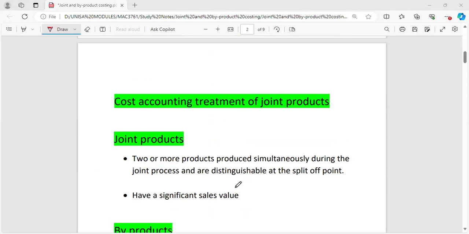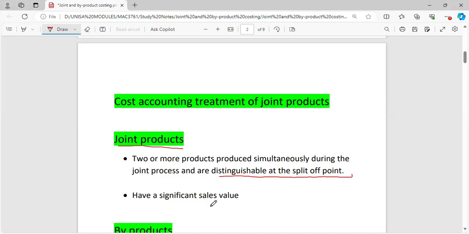Let's look at the cost accounting treatment of joint products. We have already talked about what a joint product is. We say two or more products produced simultaneously during the joint process and are only distinguishable at the split off point. You can't tell in the process which products are there. You only distinguish them at the split off point.